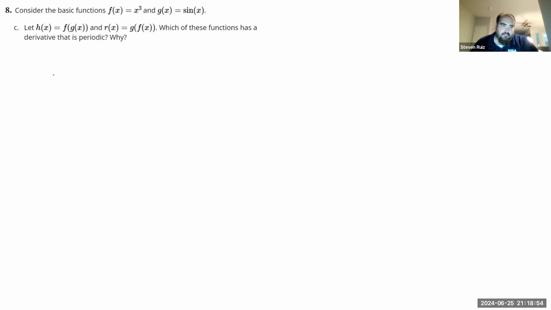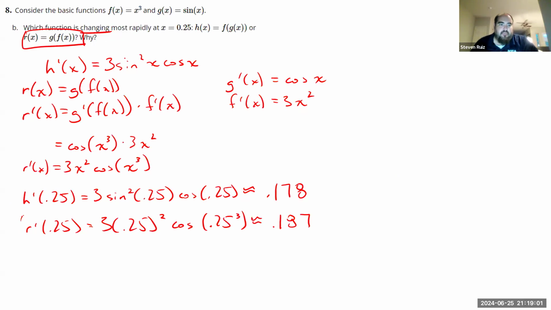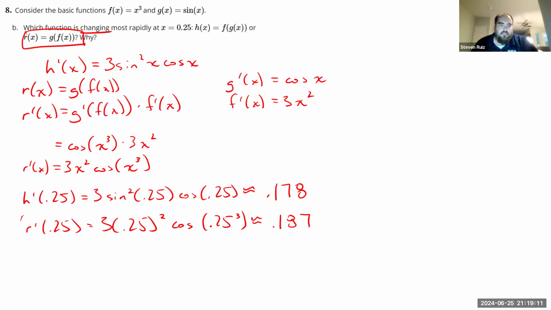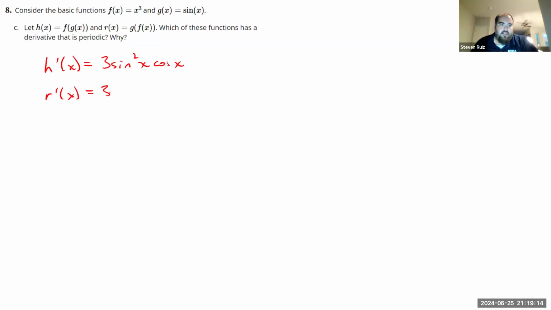Okay, so we're being asked about derivatives we've already found. So let's write those down again. h prime of x is 3 sine squared of x cosine of x, and r prime of x is equal to 3x squared cosine of x cubed. So we're asking which one of these is periodic.